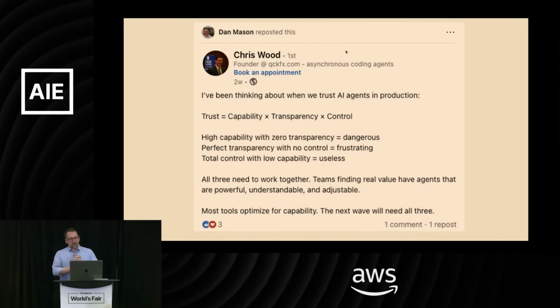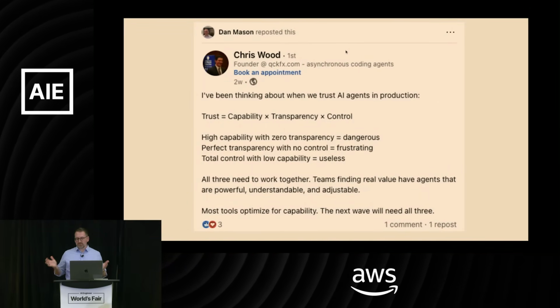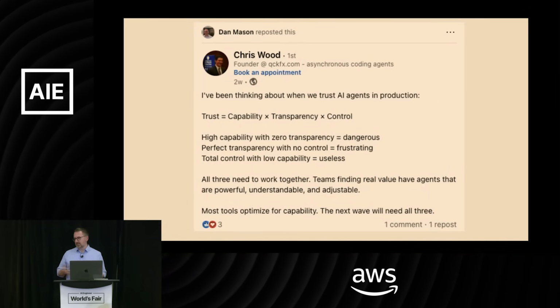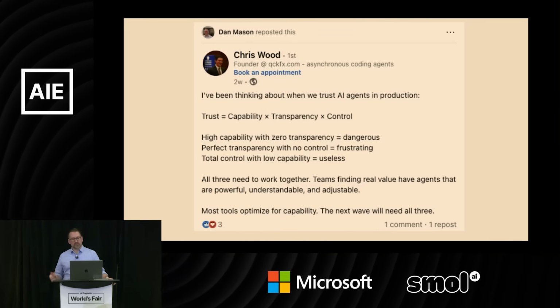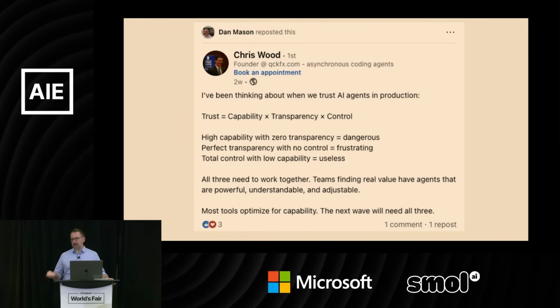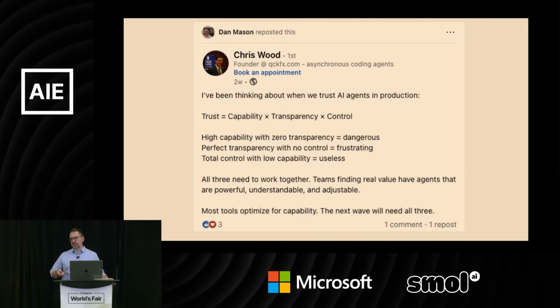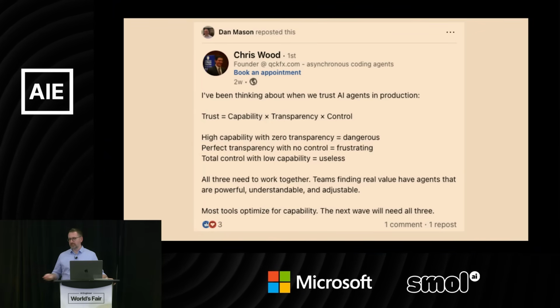No problem. OK, and so transparency with no control is frustrating, and control with no capability is useless. I just love this framing. I think this is exactly the thing that we were trying to solve for. We needed something that was able to do the job, clear about what it was doing, and steerable by humans in a really obvious way.